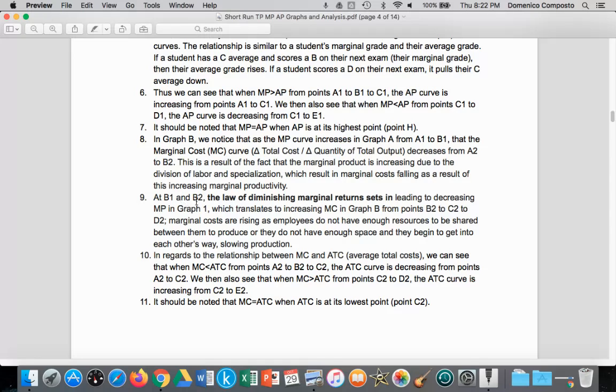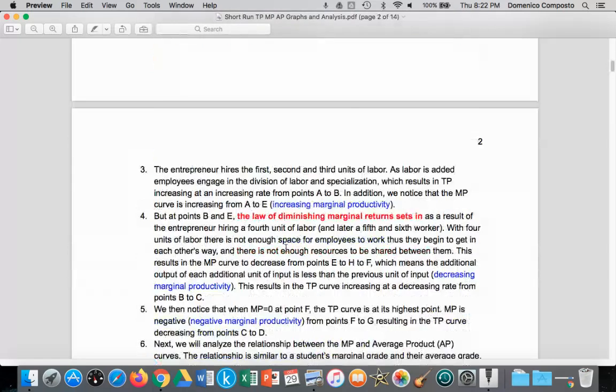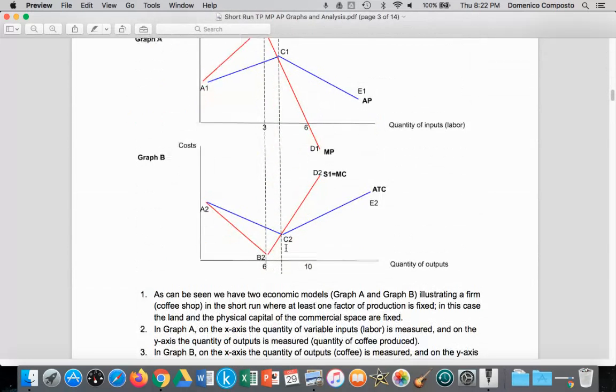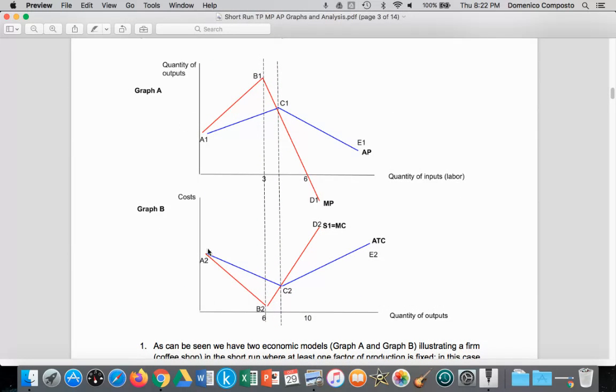Then at B1 and B2, the law of diminishing marginal returns sets in, leading to decreasing marginal product in graph A, which translates to marginal costs in graph B from point B2 to C2 to D2 increasing. Marginal costs are rising as employees do not have enough resources to be shared between them to produce, or they do not have enough space, and they begin to get in each other's way, slowing down production. All right, so as the MP rises, marginal costs are falling, and then as the marginal productivity falls, the marginal costs are rising.